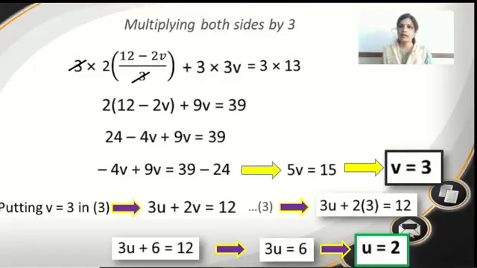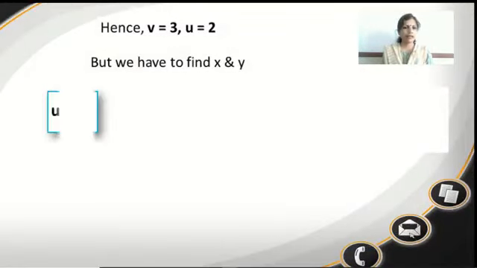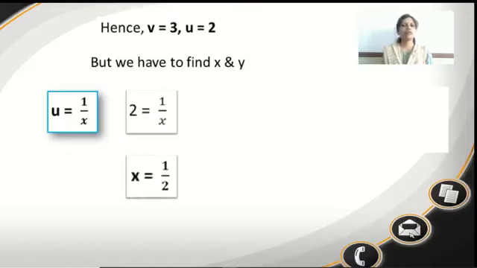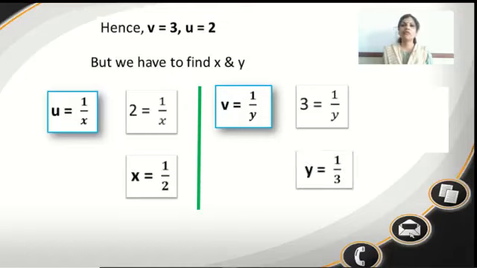Alright, v and u, both values we have calculated. But this is not the answer. We want to find out the values of x and y. So how do we do that? Just check out. We have taken u is equal to 1 upon x. So let's substitute the value of u as 2. So you get 2 is equal to 1 upon x. And therefore x is equal to 1 upon 2. Similarly, we have taken v is equal to 1 upon y. Therefore 3 is equal to 1 upon y. That will give you the value of y as 1 upon 3.